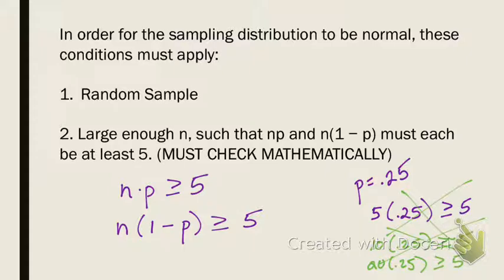Why are you multiplying it by 0.25? That's my proportion. So I know that there are 10 out of 40 blue in my bag. Oh, okay. I got you.